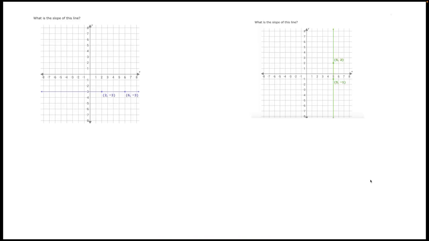All right, here's our cool clock for today, which means that it's time for you to practice. Go ahead and pause the video and try these two problems on your own. And when you're ready, you can unpause the video and we'll check your answers.